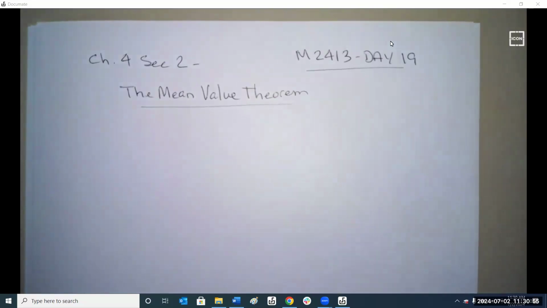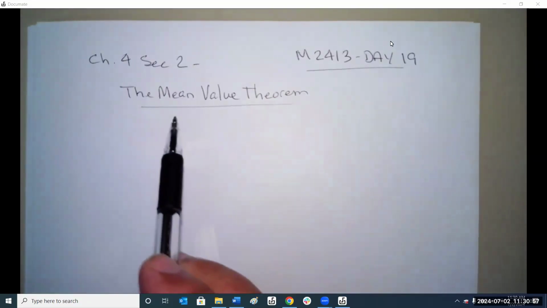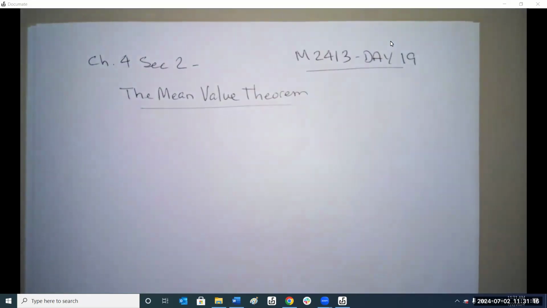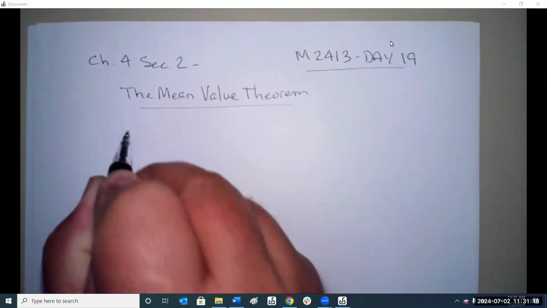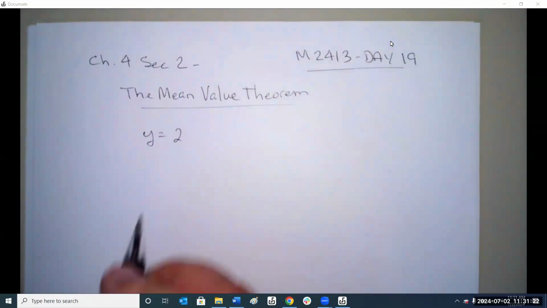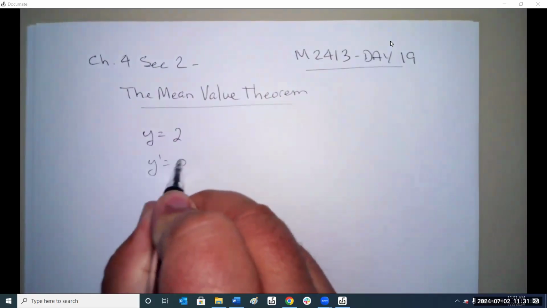Continue with chapter 4. Section 2 deals with a concept called the mean value theorem. What the mean value theorem is used to prove is that two different functions can have the same derivative. For example, we know that if y equals 2, the derivative is 0.